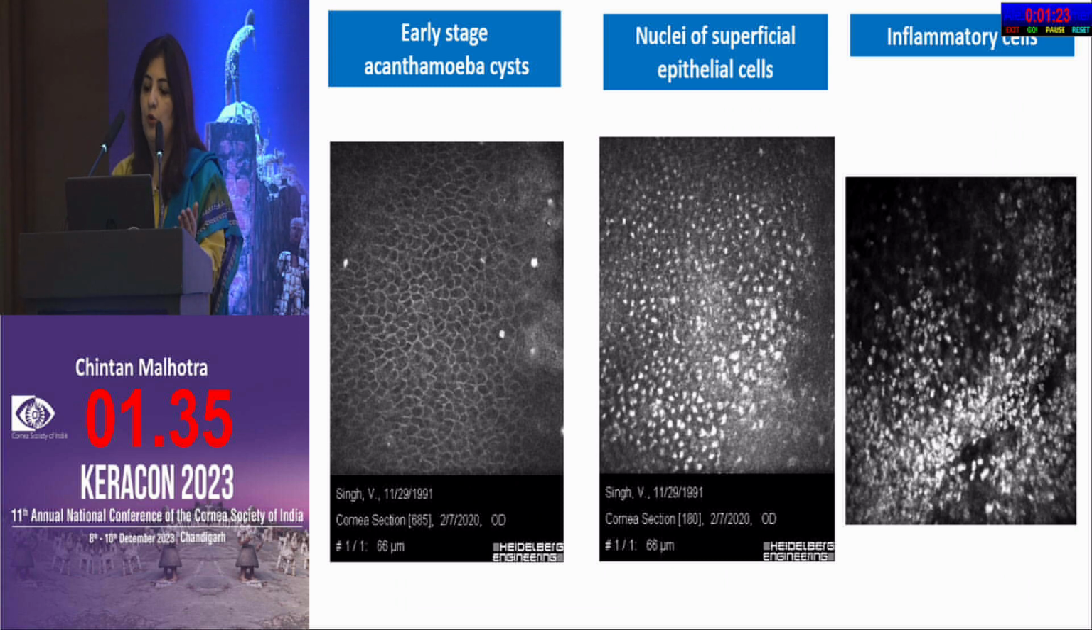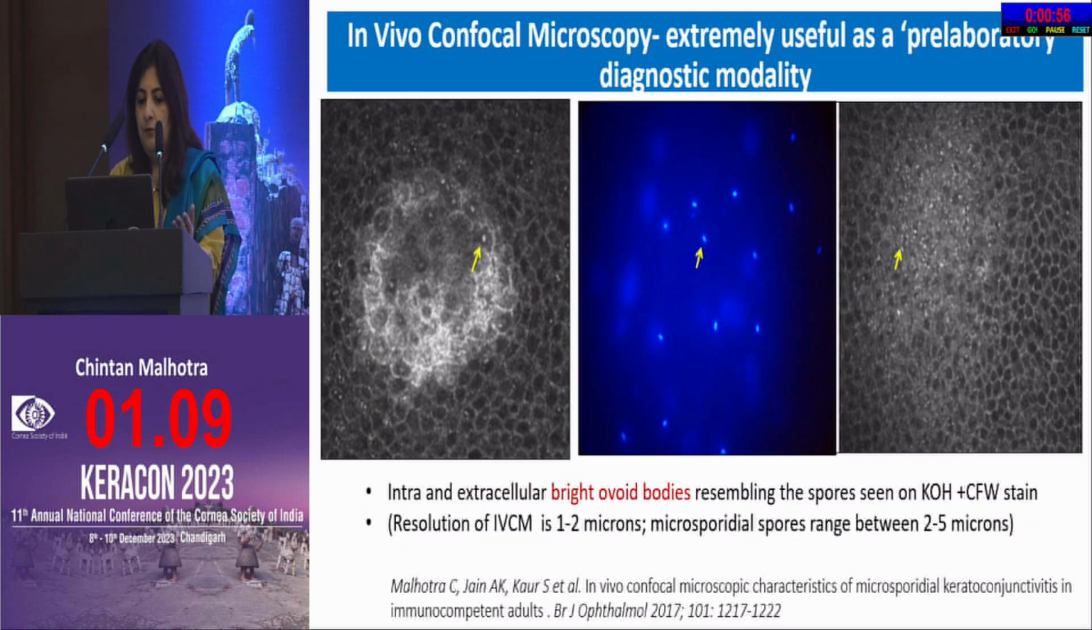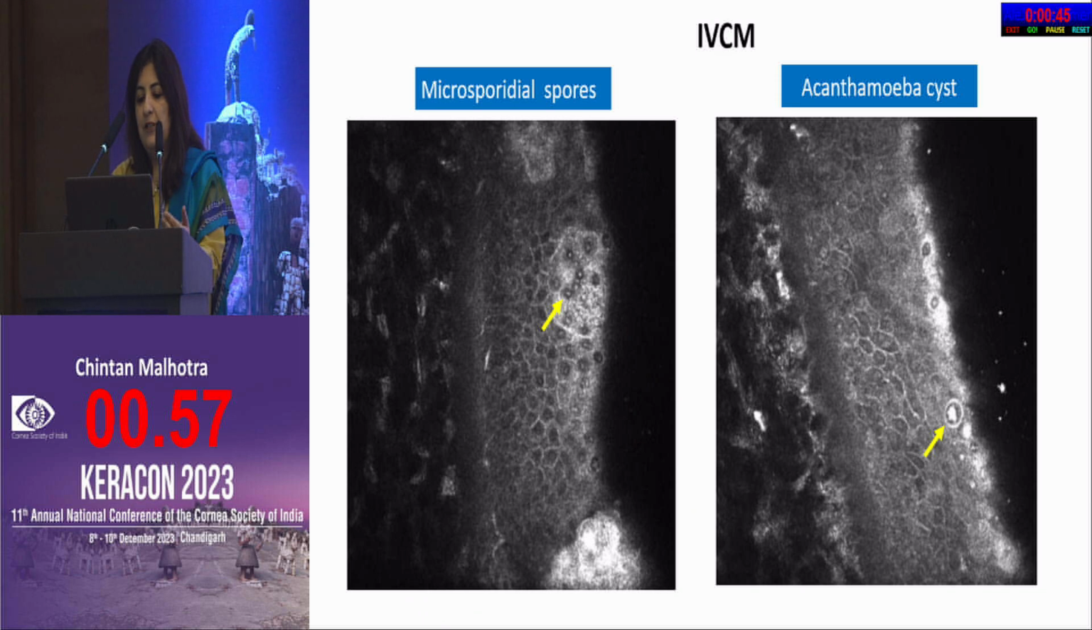So they can be confused with the nuclei of epithelial cells and inflammatory cells, which will be much larger in number, whereas cysts will be relatively fewer in number, and they will either be in clusters or in chains and not irregularly distributed. Microsporidial keratoconjunctivitis is another disease where we can use confocal microscopy. This is an oblique view where it nicely shows you the multiple ovoid pinpoint spore-like structures. So this was what we published in BJO. You can see these spore-like structures as well as rosette formation, because that's a cluster of probably the apoptotic infected cells which will get shed off. And so there's a difference. The spores are much smaller than the acanthamoeba cyst.